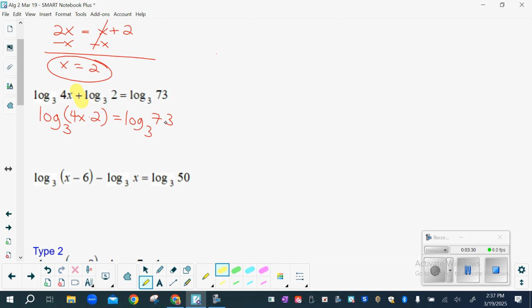Does that make sense, Cohen? Yeah. Okay. So now 4x times 2 is 8x, right? So we can just set 8x now equal to 73. Does that make sense? Because they're both log base 3 on both sides. And so this group here, tell me what I would do next to solve that. Yeah, divide by 8? Good. And we get x is 73 over 8.